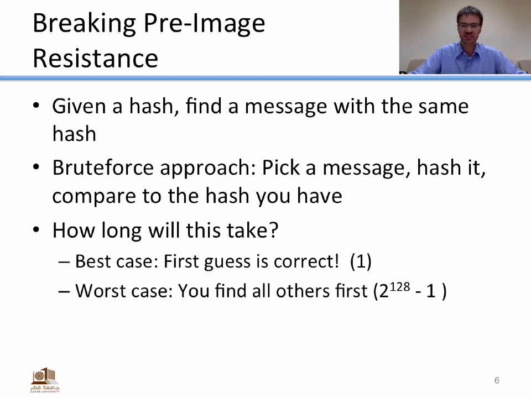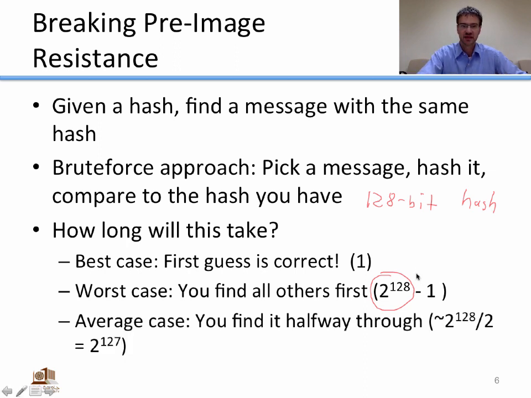And so if I'm dealing with, say, a 128-bit hash, just pick that number for fun, then there are 2 to the 128 possible different hashes. And if I find all of the others first, well then I would find my answer at 2 to the 128 minus 1. In the average case, I would hit right at the middle.